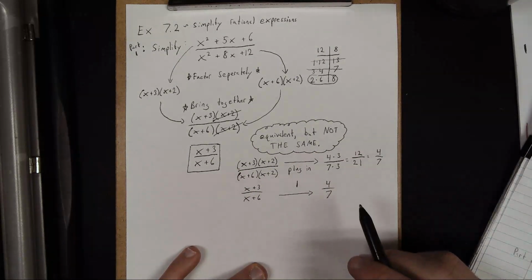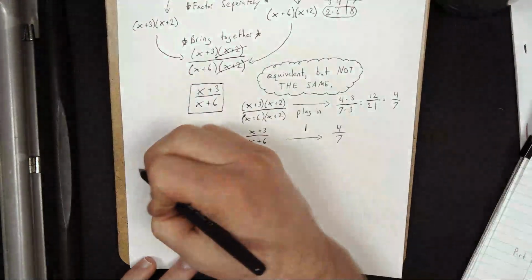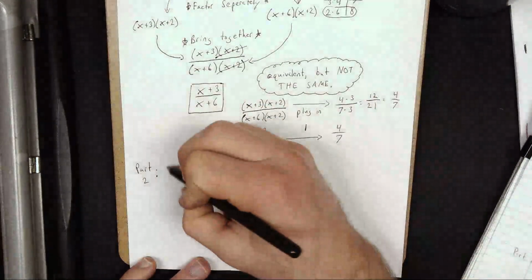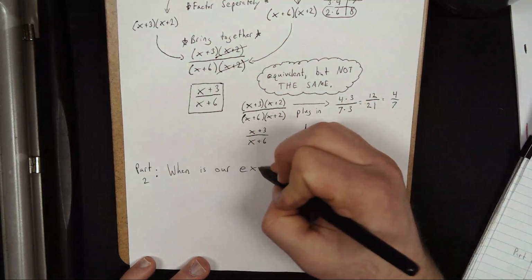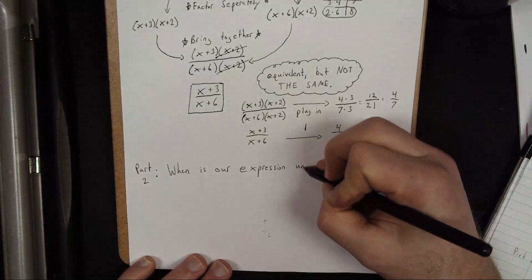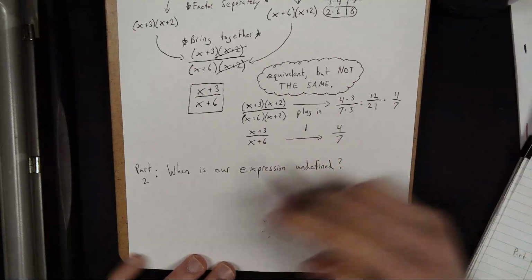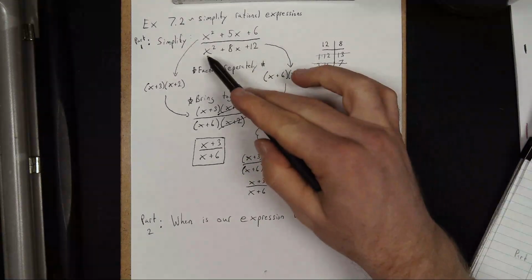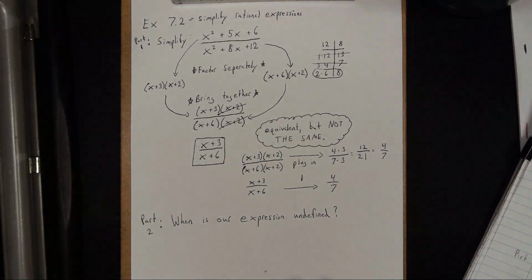Why does that matter? Well, let's do part 2. When is our expression undefined? Well, what's our original expression? x squared plus 5x plus 6 over x squared plus 8x plus 12. So when is that expression undefined?